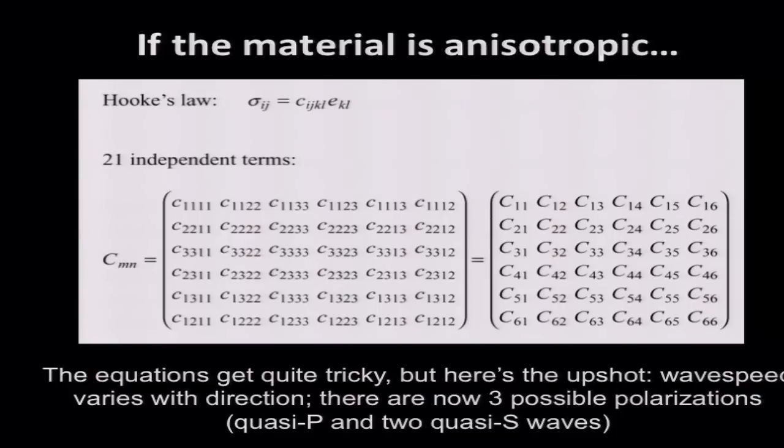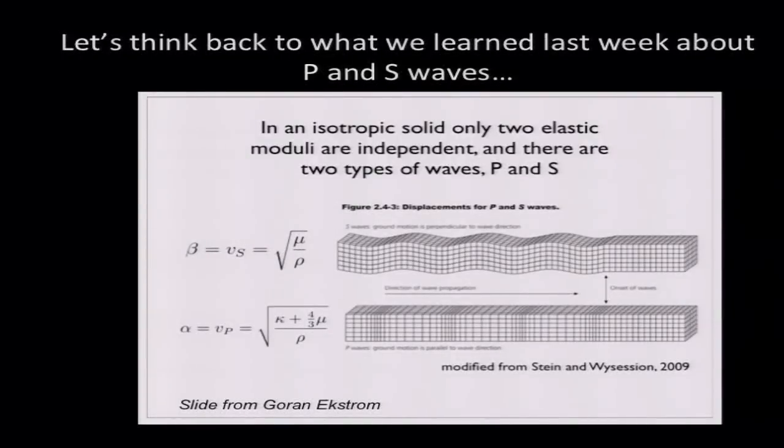So here's the upshot that's important for the purposes of this talk. When you have anisotropy, our wave speeds are going to vary with direction, and instead of two types of waves, P and S waves, we actually now have three possible polarizations. These are known as the quasi-P and then two quasi-S waves. This is the basis for understanding shear wave splitting. So don't get me wrong, seismologists do an awful lot of seismology, and you can do an awful lot with the isotropic form of the wave equation, and we can make various simplifications to make this horrible elasticity tensor a little bit less daunting. But the point remains that wave propagation in anisotropic media really can get quite complicated quite fast.